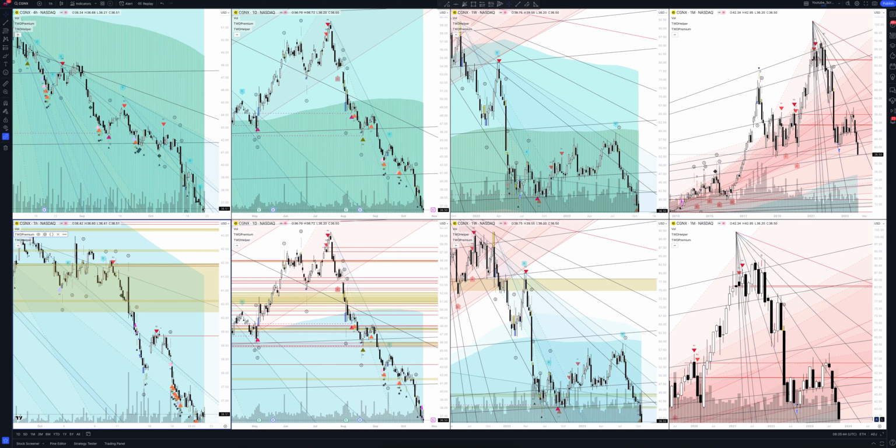Today we will take a look at Cognex Corp stock. Let's analyze the market situation and find out how you can make money on it. Let's start.